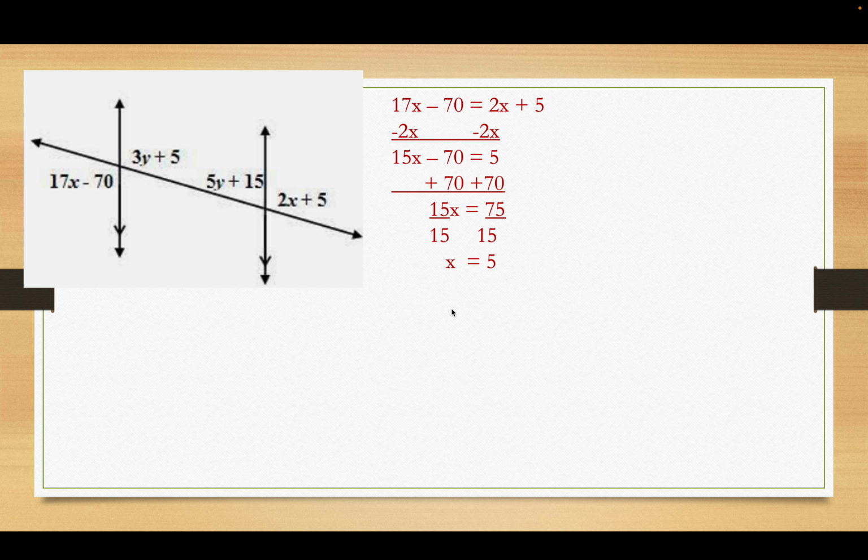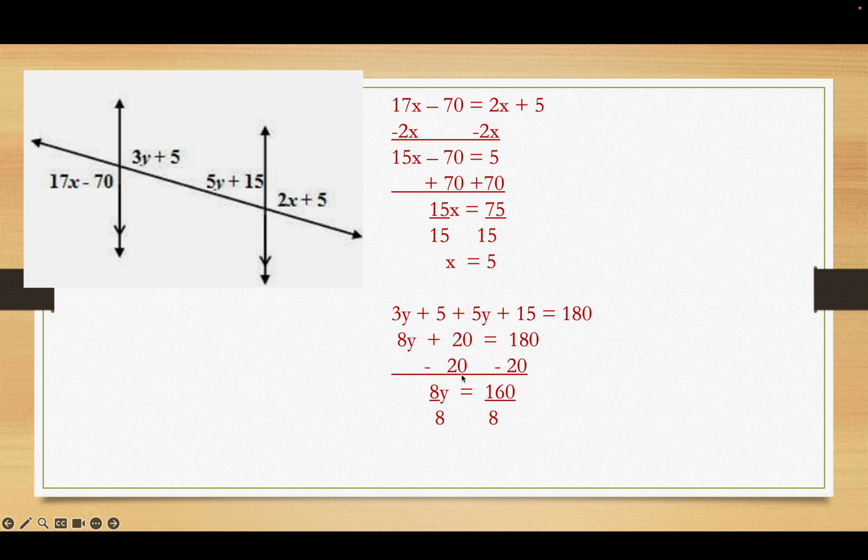Now I can focus on my y's, and my y's are consecutive interior angles, so I know that they have to add up to 180. Also, one is acute and one is obtuse, and if we did drag and drop, they'd land next to each other. So they add up to 180, so 3y plus 5 plus 5y plus 15 is equal to 180 degrees. Same side, same operation. 3y and 5y make 8y, 5 and 15 make 20. Subtracting 20, 8y is 160, dividing, y is 20.